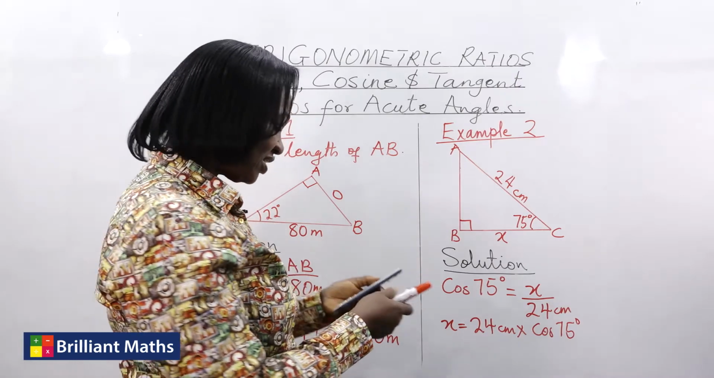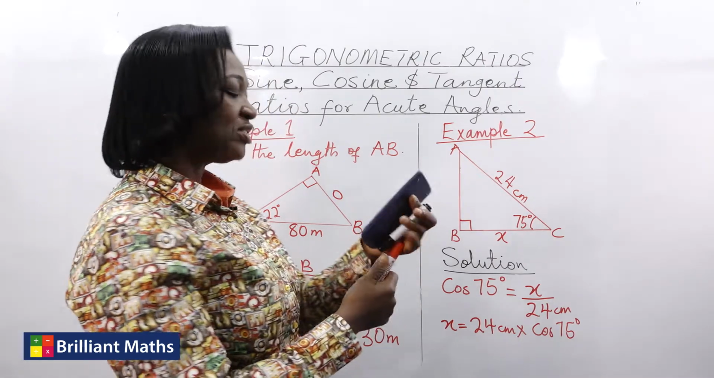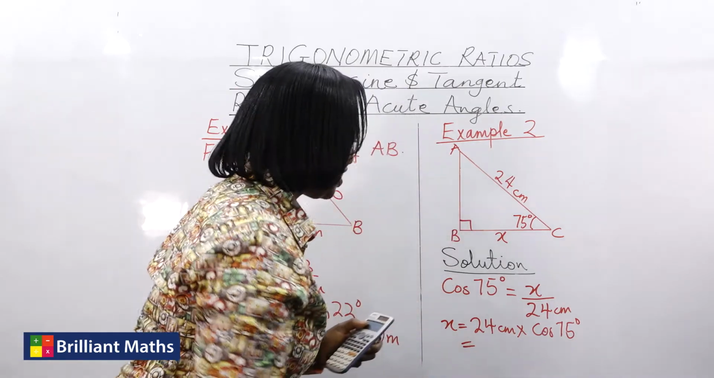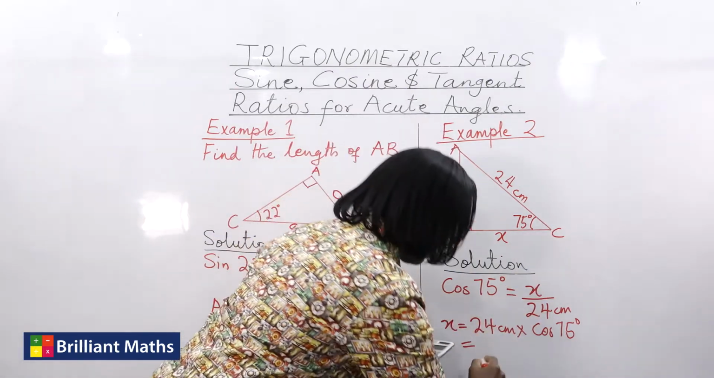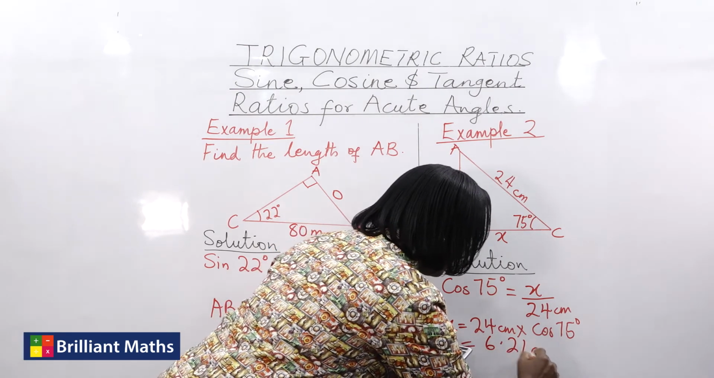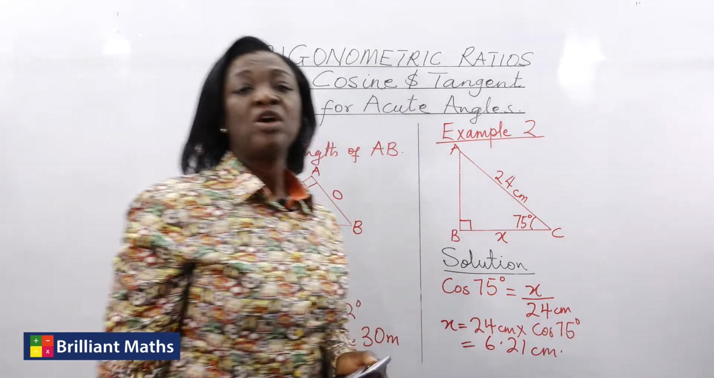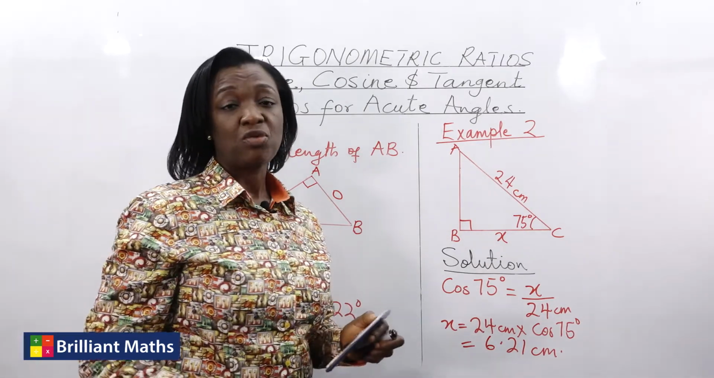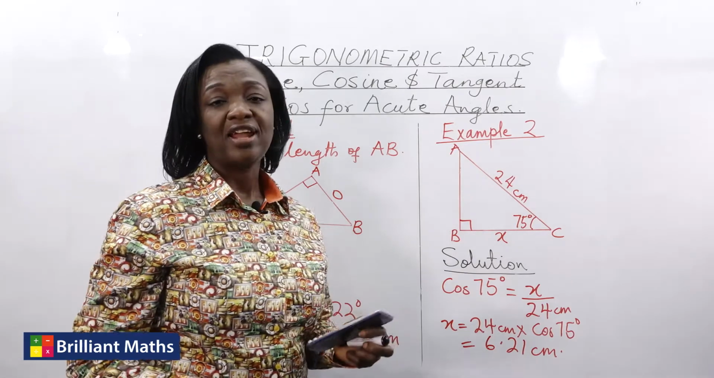And that gives us 6.21. That means line X is equal to 6.21 centimeters. So next, we need to look at how to use the tangent ratio to find the length of an unknown side.